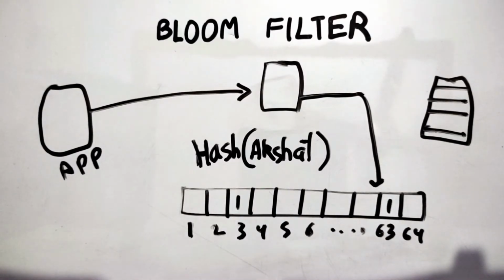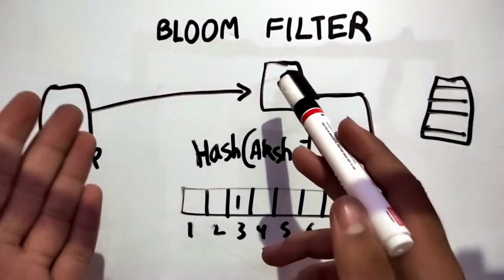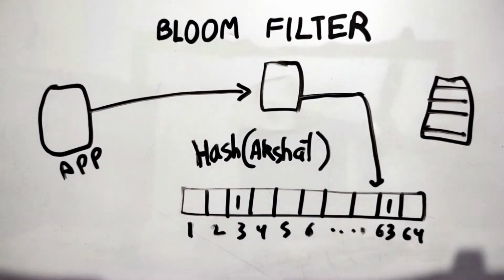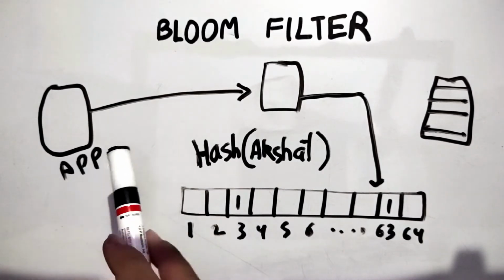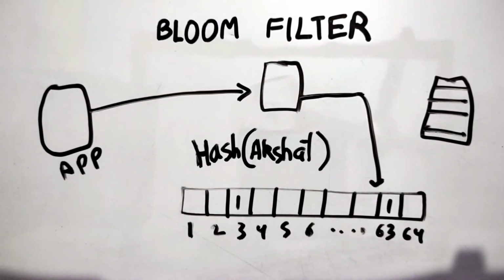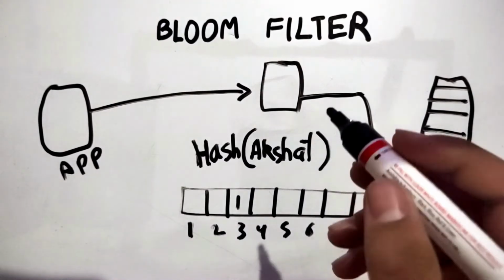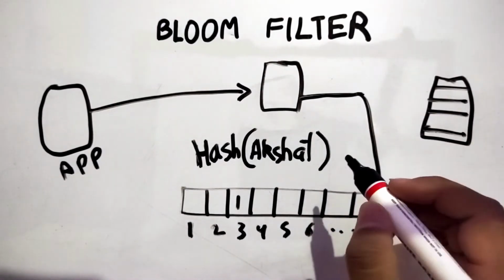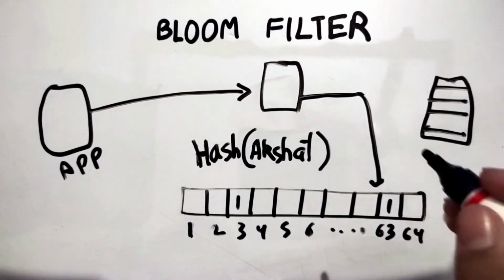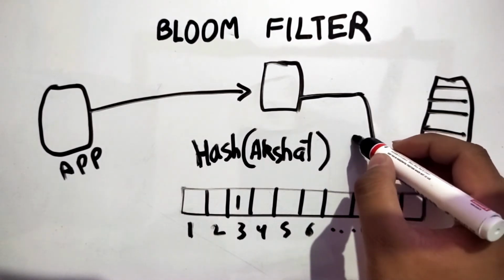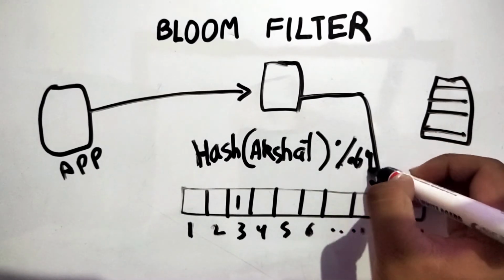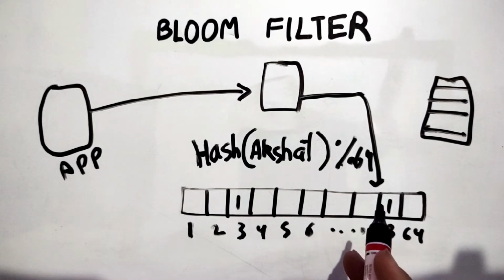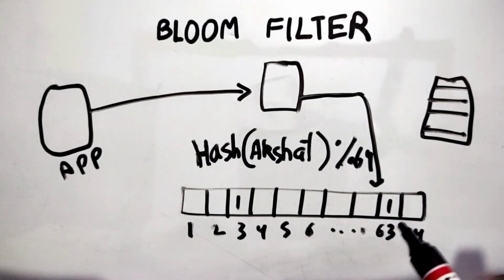So let us assume that we have an application that is calling the server, that is calling the database, and then we have this in-memory representation of a Bloom filter. So suppose the application asks us to check if Akshat exists in the database. What it will do is that it has a hashing function that will generate a value for Akshat. So suppose when we hash Akshat, and also then we mod it by 64, we know that the values can be anywhere from 1 to 63.